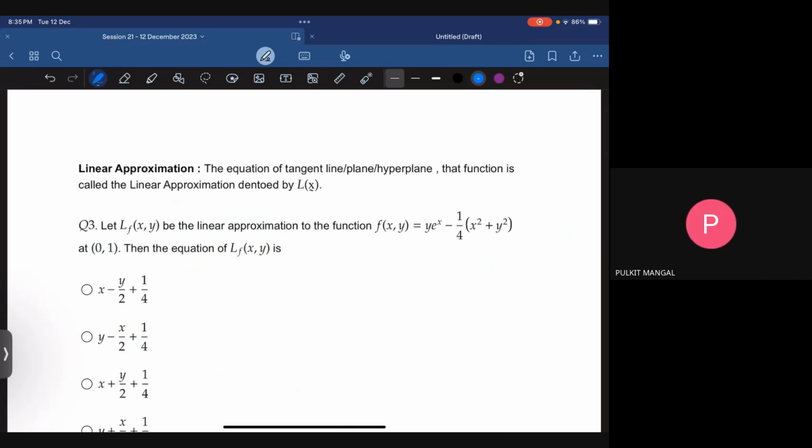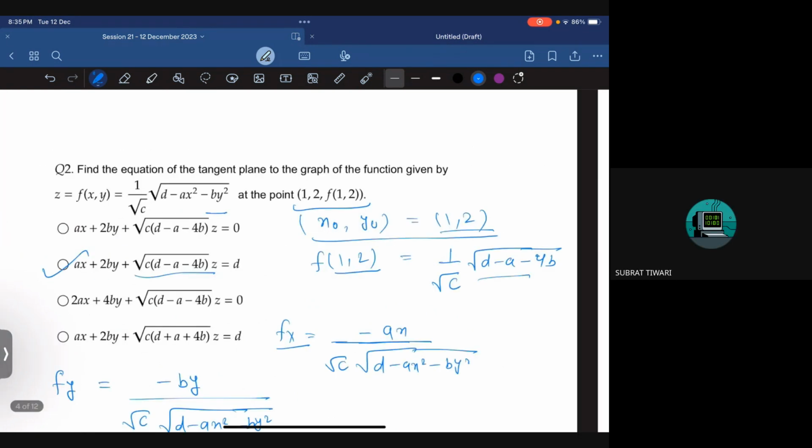So in the single variable case for the calculus, we studied the tangent line. Okay, and also, excuse me, sir. Yes. Sorry to disturb, sir. Can you please move to the previous question? Okay.